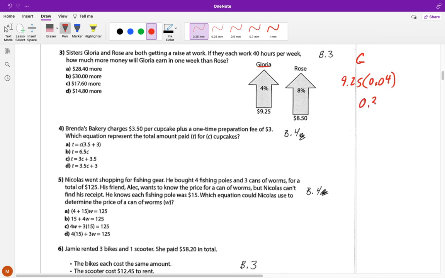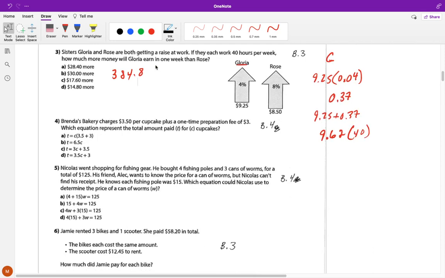So that's 0.37, which means she's getting a 37 cent raise. I'm going to add that back to the original $9.25 that she was already earning, and that gives her a new wage of $9.62. To figure out how much she is making over 40 hours, we'll multiply that by 40, which means Gloria is making $384.80.